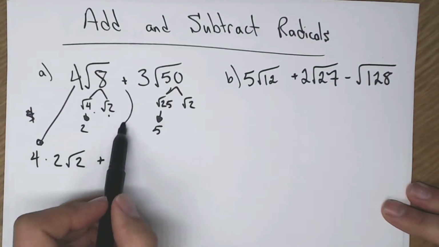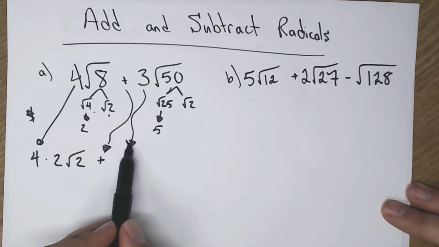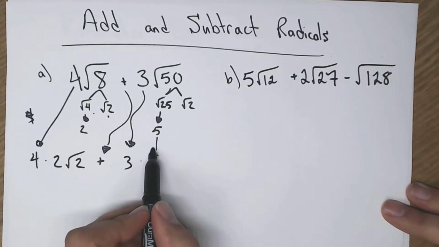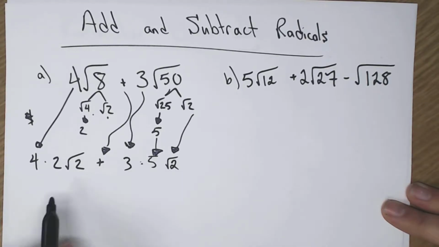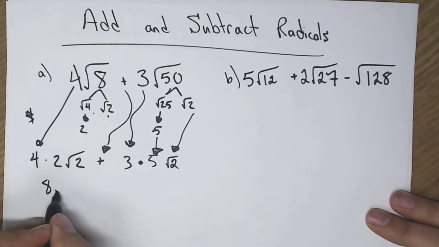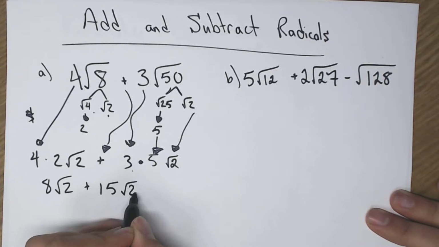So the plus comes on down. The 3 comes on down. This 5 comes down. And the square root of 2 comes down. Make sure you don't lose anything as you're going through this. 4 times 2 is 8. 3 and the 5 gets you 15.